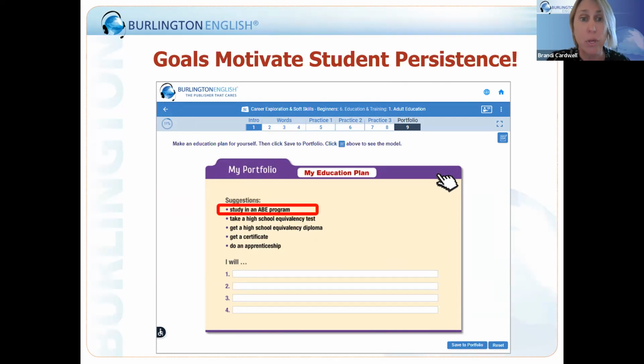In this example, the student has suggestions. Maybe they need to study in an adult basic education program, take a high school equivalency test, or prepare for that high school equivalency diploma. Maybe they were interested in a certificate program, or they're interested in an apprenticeship. So again, really working on those writing skills that they'll need once they progress past their English language classes.